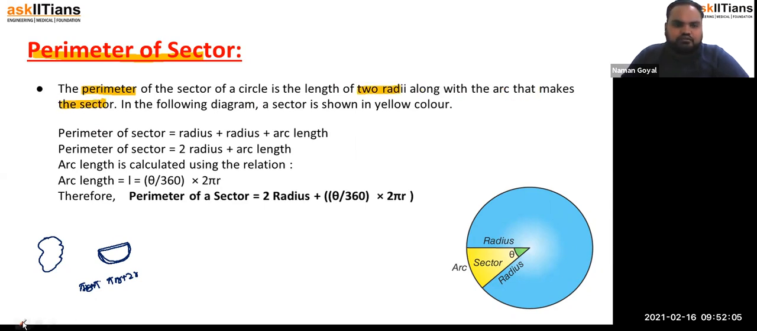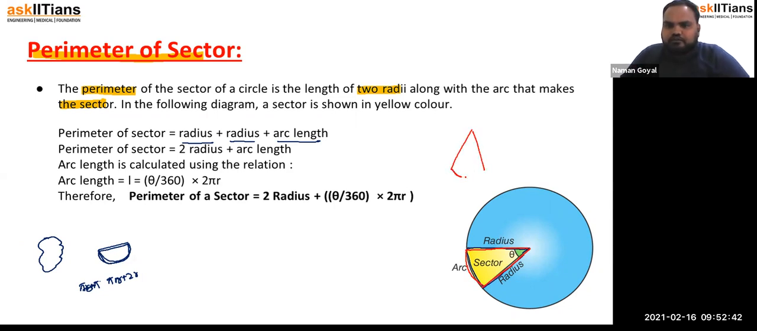Now see, we have this sector. The perimeter of the sector is this length plus this length plus this length, isn't it? So we can say the perimeter of the sector is radius plus arc length. Let me show you with another color. See, this is the radius, this is the radius, and this is the arc length.